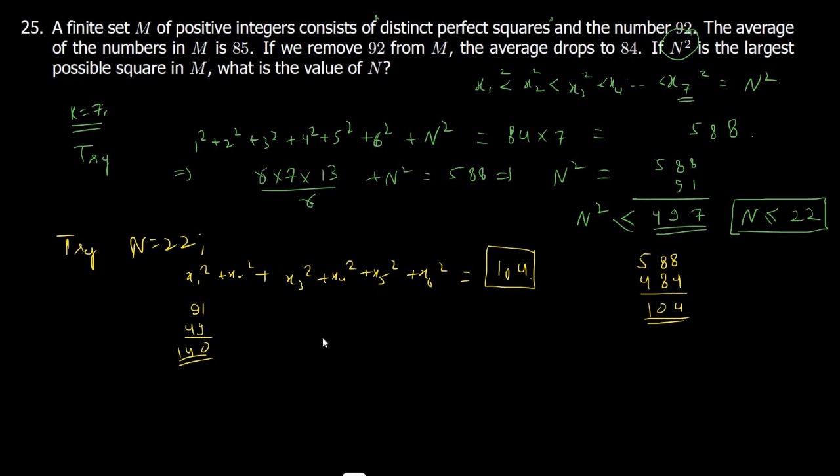So the earlier 5 numbers are 1 square plus 2 square plus 3 square plus 4 square plus 5 square. Instead of 6 square, if I take 7 square and if I add 22 square to it, this sum becomes equal to 588. And we saw that n clearly cannot be greater than 22, and for n equals 22 we get a legit solution. So the answer of this question is 22.